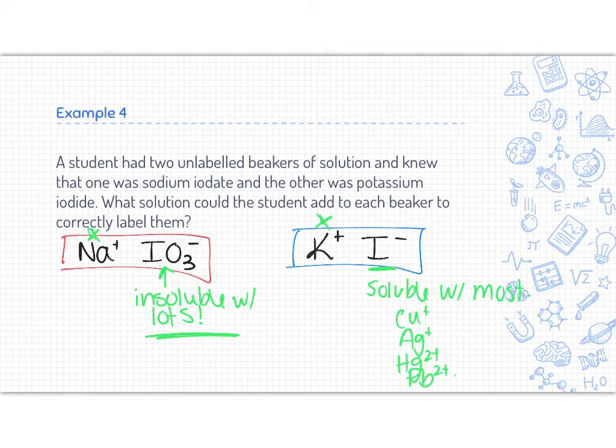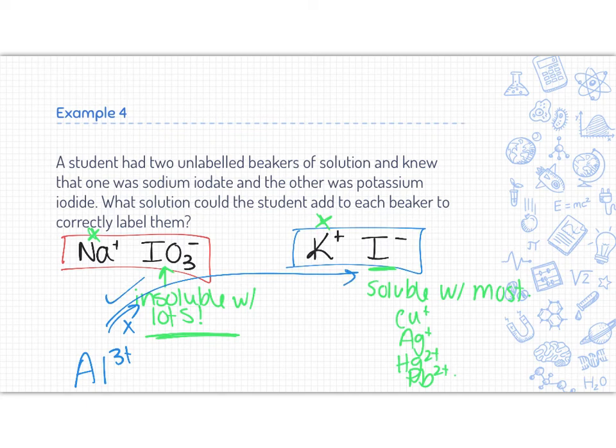Okay, so I look at the list there, and IO3 minus is soluble with lithium, but so is iodine. I can't choose nickel because both things will be soluble with that, and I can't choose zinc because both things will be soluble with that. But I could, for instance, choose aluminum. Aluminum would be insoluble with this, but it will still be soluble with I minus.